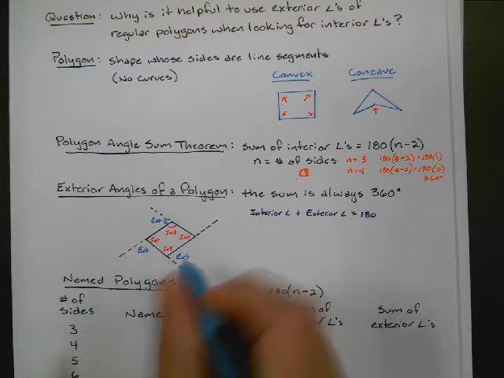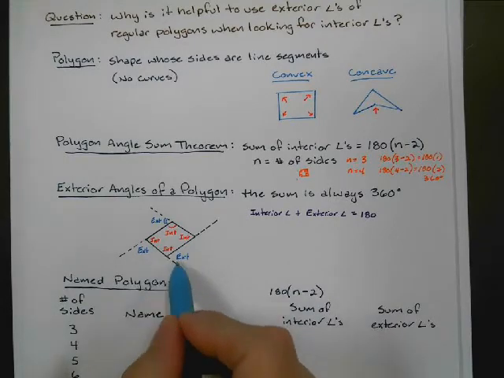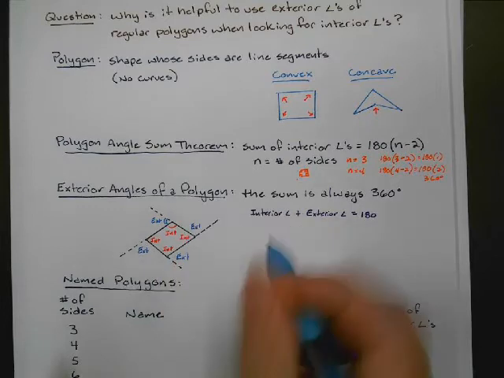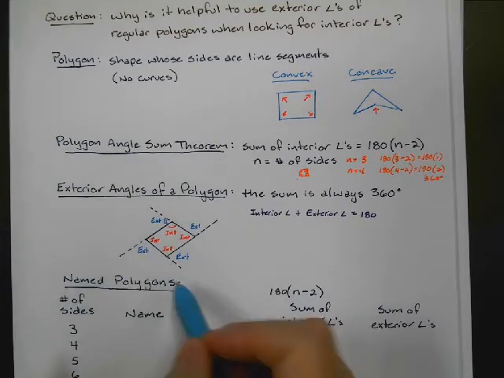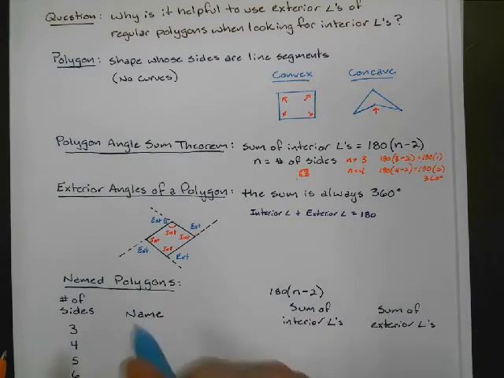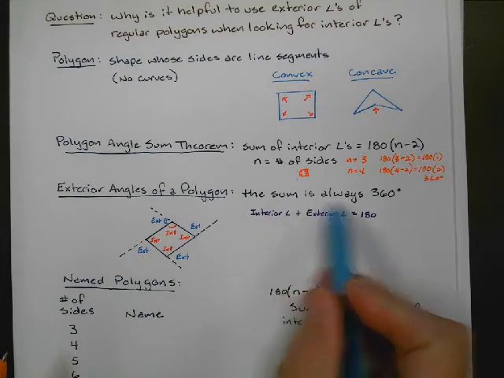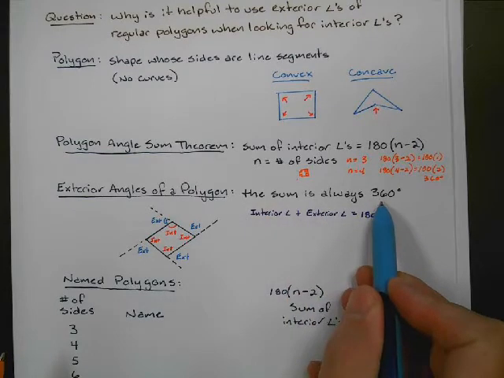remember the exterior angles are always linear pairs with the interior angles. The exterior angles, no matter what, no matter how many sides we have, if you've got a triangle, if you've got a quadrilateral, if you've got a 20-sided object, the sum of the exterior angles is always 360. Every single time. It's always going to be 360.